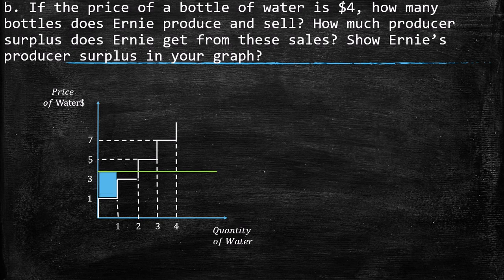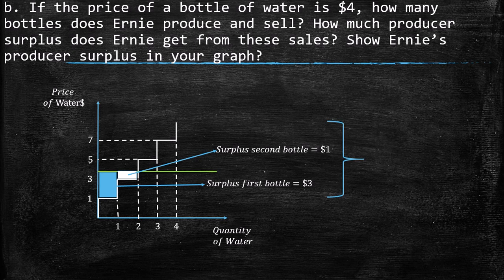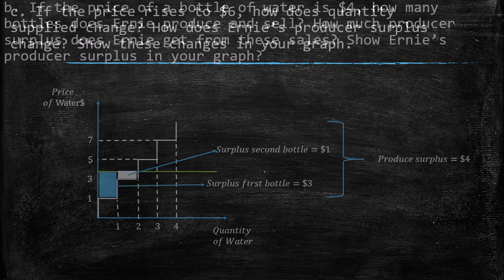For the first bottle of water, Ernie would even sell it at the price of $1. But instead of receiving $1 for the first bottle, he will receive $4. So it's going to be a surplus of the first bottle of 3. The second bottle, he would sell for $3, but the price in fact is 4. So he will get a surplus on the second bottle equal to 1. So here we have the producer surplus equal to 4.